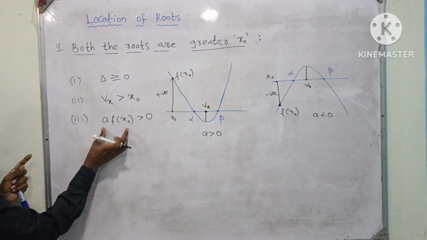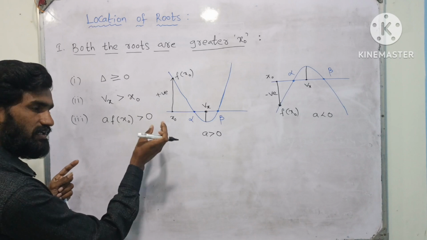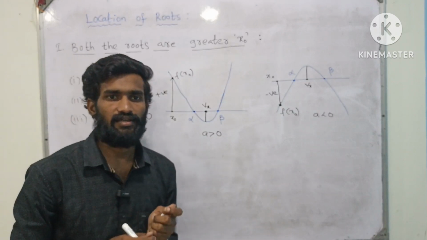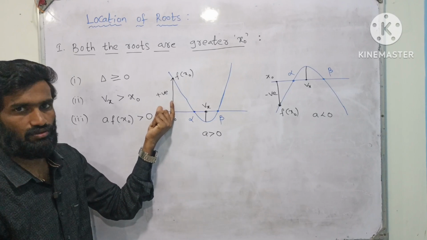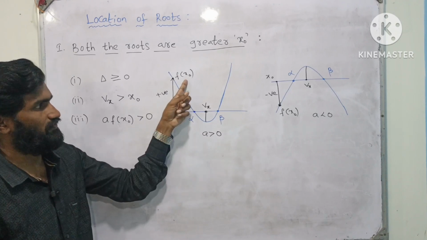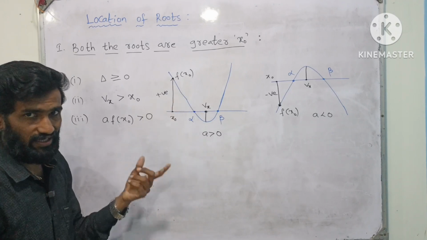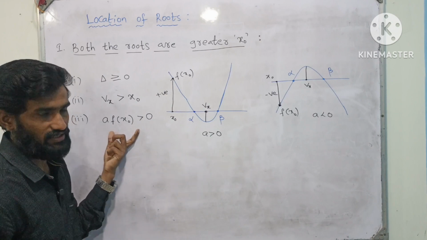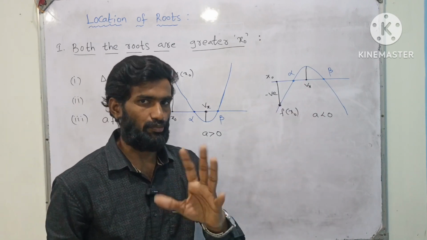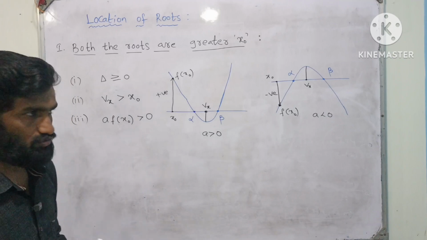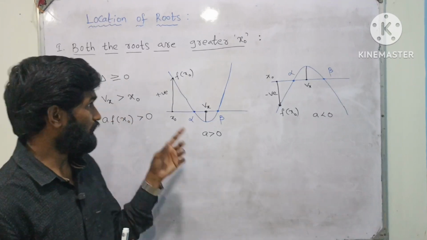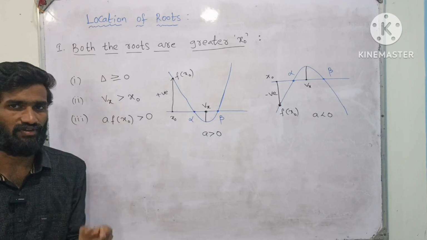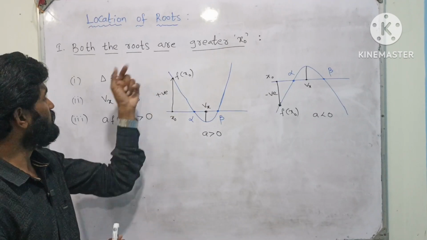Now a into f of x naught is always greater than 0. If you want, you can check. A is greater than 0, f of x naught is greater than 0, so the product a into f of x naught will always be greater than 0. Here also both negative means the product is positive only. So this is the third condition. We need to know these three conditions, then we can solve the problem based on this concept.